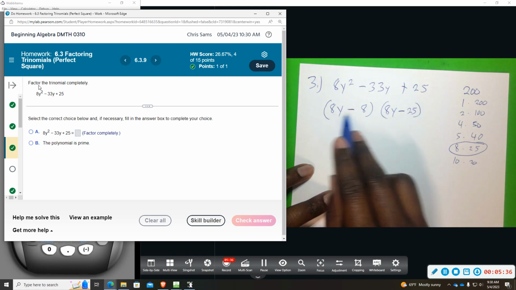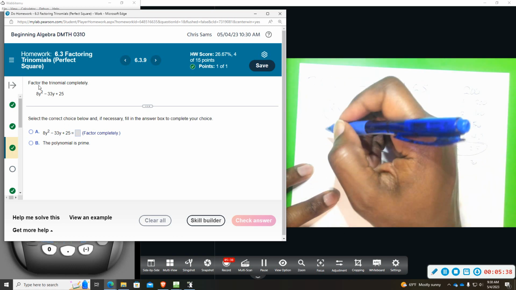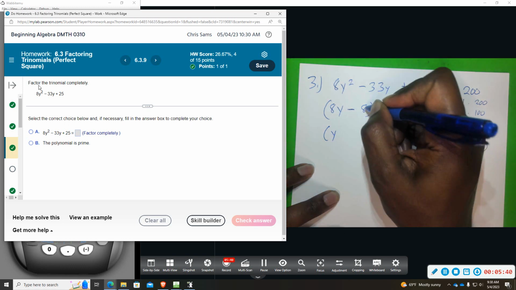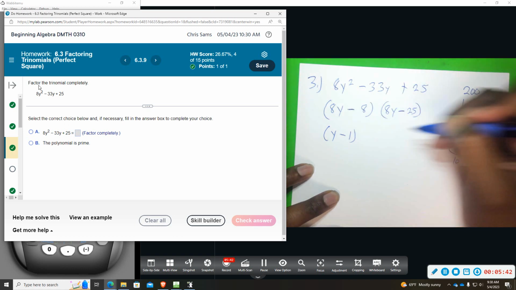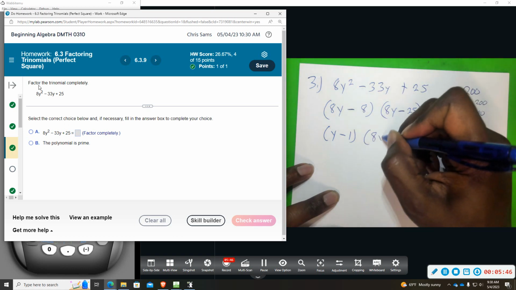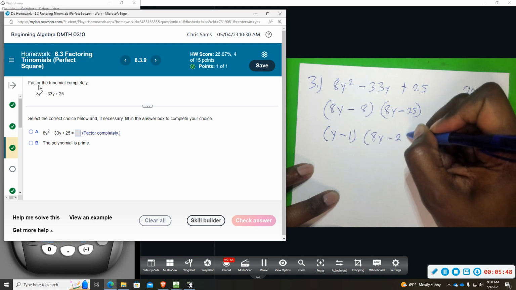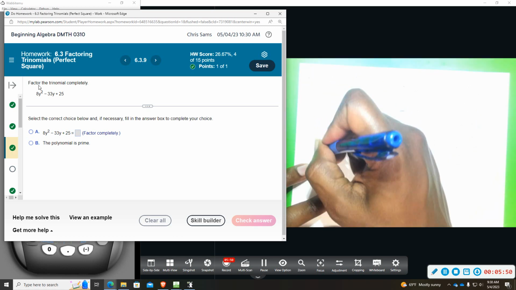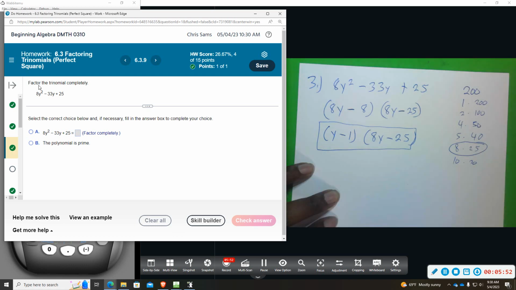Got to reduce. Both of these can be divided by 8. Divided by 8. These cannot be reduced, so we're going to leave that one as it is. Okay. And then here we have our factored form, y minus 1, 8y minus 25.